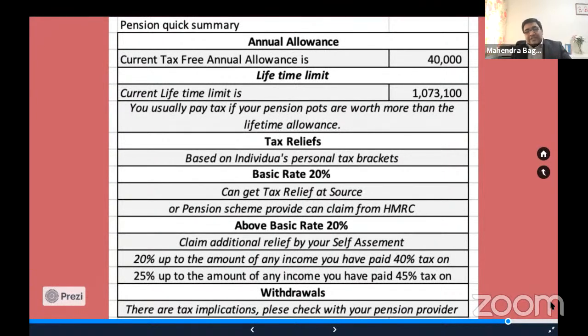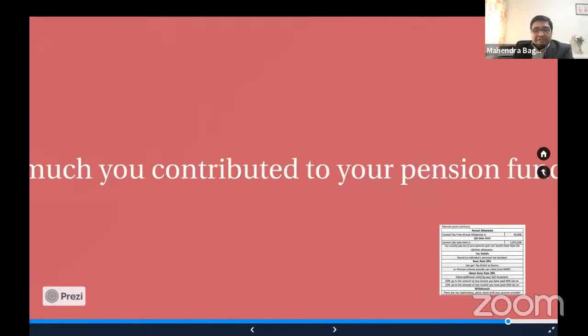Again, I would suggest that it's a good planning tool, but just discuss with your advisor to give you a very specific assessment which fits your current situation and your future goals. So that was about the pension.